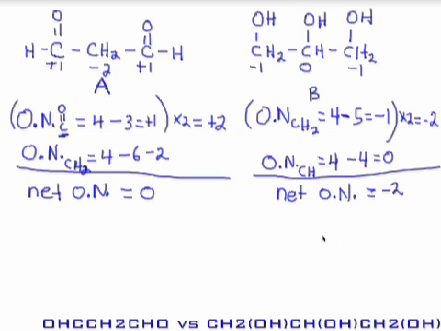A has an oxidation number of 0. The more positive I become, the more oxidized I am. So B is less oxidized. And I said, write it down in order of increasing oxidation. So B is less oxidized than A. B is less than A. Okay.